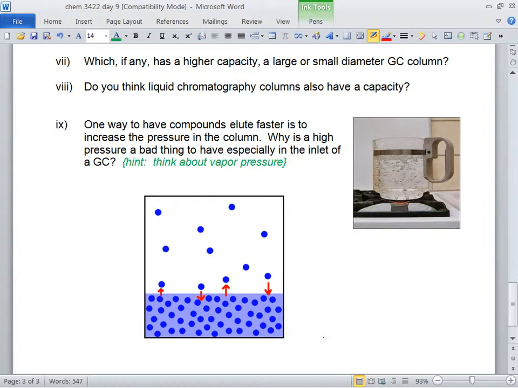So, Mel, what would you guess? Which, if any, has a higher capacity, a large or a small diameter GC column? Larger. I would say that too, right? Because you'd have more mobile phase. Sorry, you'd have more stationary phase, right? Physically, you'd have more.